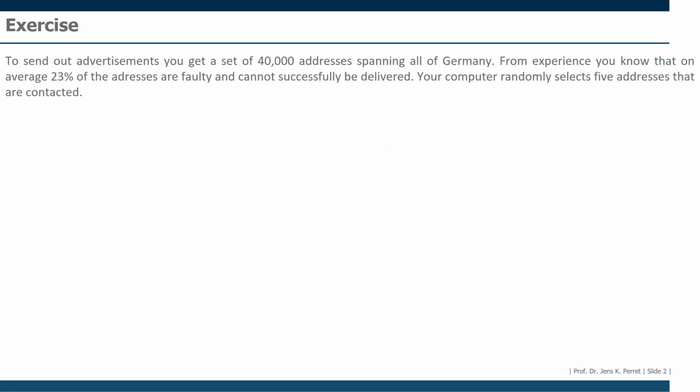Here we have, to send out advertisements, you get a set of 40,000 addresses spanning all of Germany. From experience, you know that on average, 23% of the addresses are faulty and cannot successfully be delivered. Your computer randomly selects 5 addresses that are contacted. Then, first question, what is the probability that all of the addresses are faulty, meaning all of those 5?